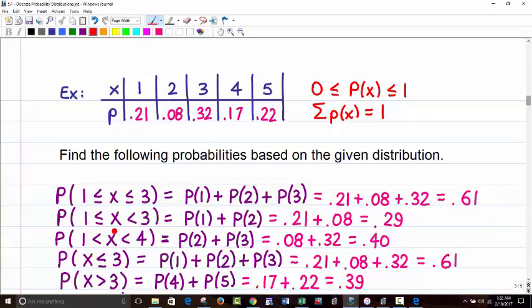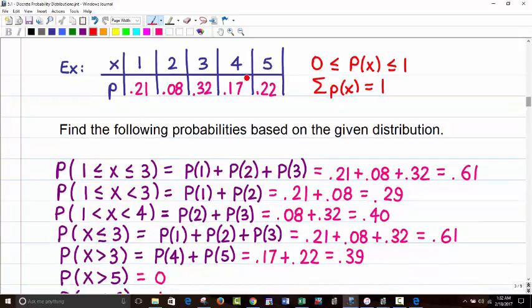Now look at the next one. I have 1 and 3 again. I have the equal at 1, but I do not have the equal at 3. So what does that mean? That means we include the 1, but we do not include the 3. So it's just the probability of 1 plus 2. So you add those two up and get 0.29. Between 1 and 4, with no equals, that would only be 2 and 3, because you cannot include 1 or 4. So you add up 2 and 3, it's 0.8 plus 0.32, it's 0.40.